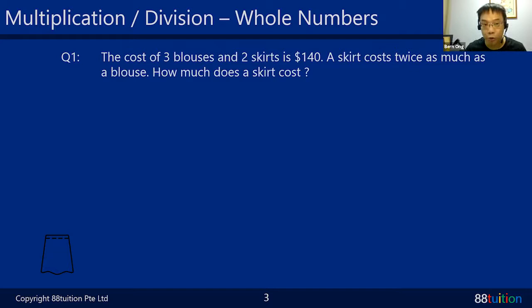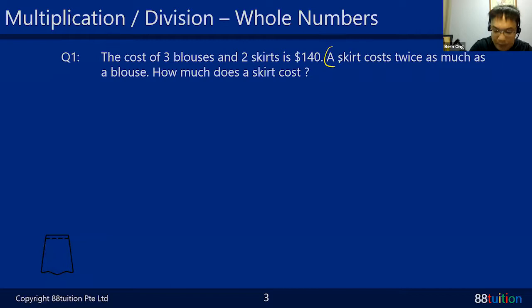My advice to you is to draw a model for this. Very simple, trust me. The cost of 3 blouses and 2 skirts is 140. The first piece of information is given to me. The second piece of information is more important. This is the time where I have to draw my model.